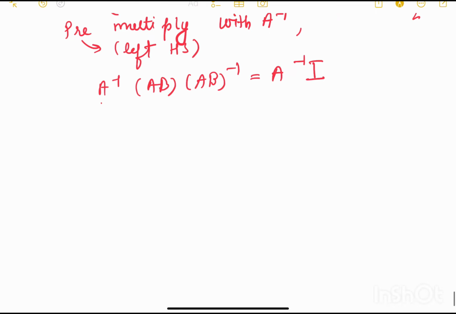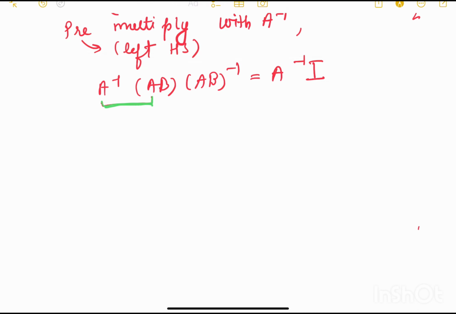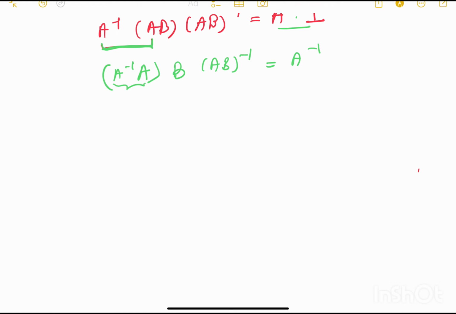Now I will just consider these two values. Using associativity, I will just focus on these two values. This is my A inverse A. This is my B, which is left out, and my AB inverse. And anything multiplied by identity gives me the matrix itself. Now, as I'm multiplying my matrix with its inverse, this will give me identity. This is my B, this is my AB inverse, and this is my A inverse.